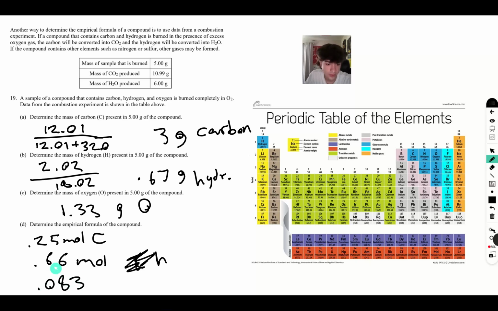Now what you want to do is you want to take this and you want to take the smallest value. We have 0.083 moles of oxygen. Divide the other ones by this 0.083. So let's start off with carbon. 0.25 divided by 0.083. Automatically off the top of my head, I know it's going to be 3 just off the way it looks, but let's double check.